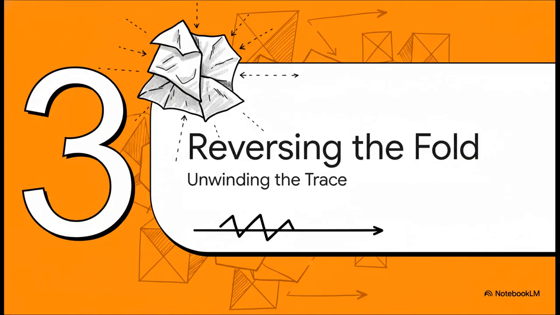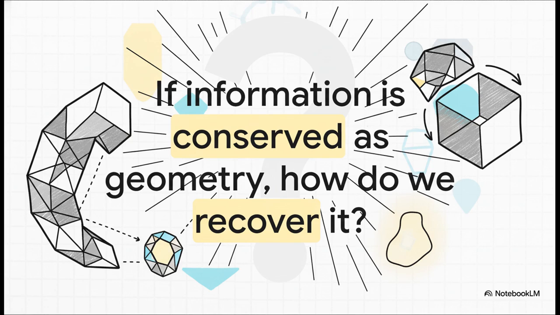Okay, so if the information isn't actually destroyed, if it's just folded up into this really complex shape, then you have to ask the next question, right? Can we unfold it? Can we reverse the whole thing? The theory says yes, and the answer isn't about brute force guessing. It's about treating the final hash like a geometric puzzle. If the shape of the output contains the entire history of how it was made, well, then we should be able to read that history backward.